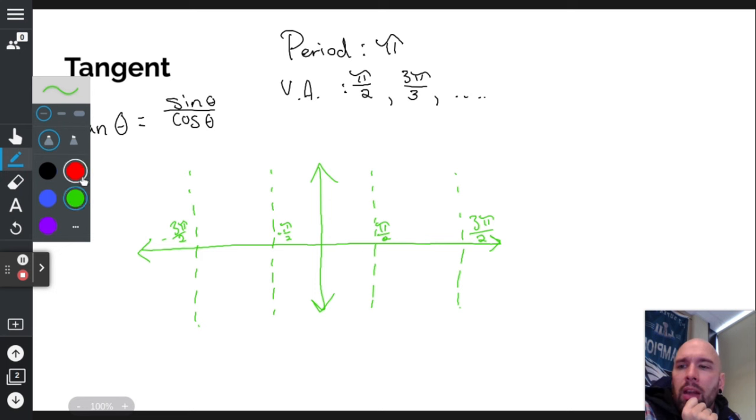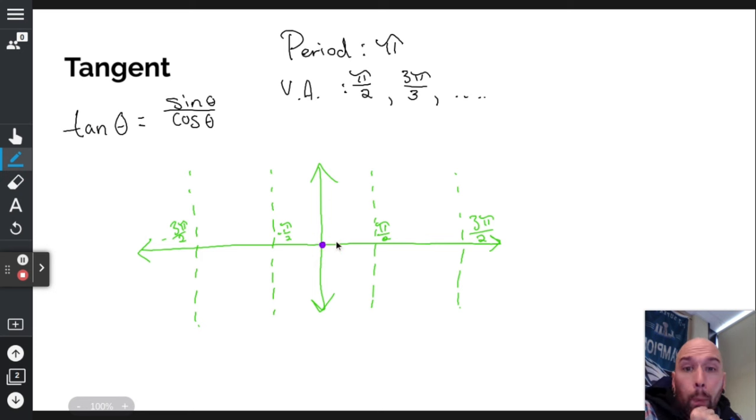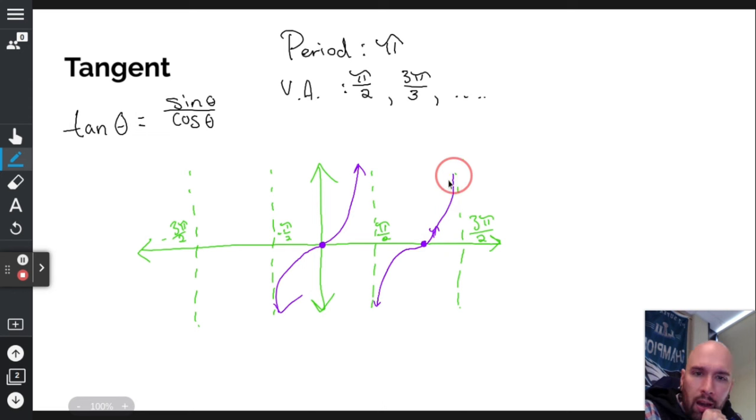Now tangent has this weird curve looking thing that goes through 0, 0. Cosine of 0 is 1, and sine of 0 is 0, so that makes sense. And then it kind of looks like this. It's like this weird concave down, inflection point, concave up, okay? And then it does it again here at pi. So why don't I even write that down? Concave down hits concave up.